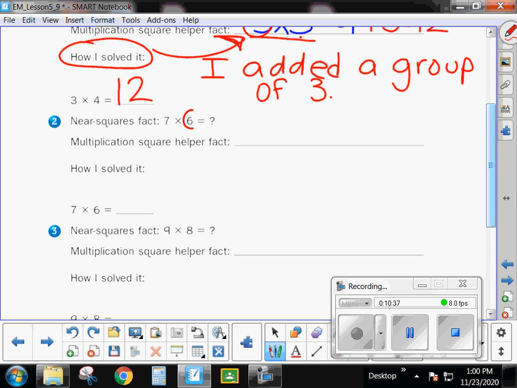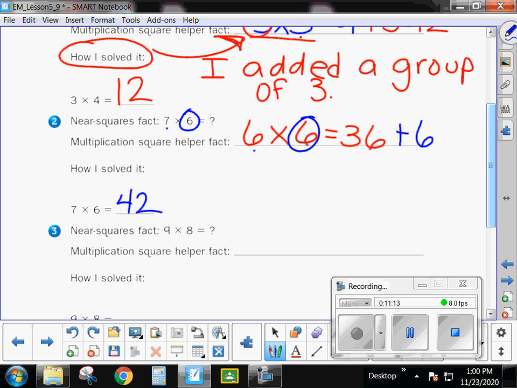Okay, now once again, I would have chosen the smaller factor to double. So 6 times 6 is 36. Now, to get 7 times 6, I know that I need to add because 7 is bigger than 6. So I knew I need to add on something. What do I need to add on? Well, which number is in both problems? I have a 6 in this problem and a 6 in this problem. So I know I'm adding on a group of 6. So 36 plus 6 is 42.